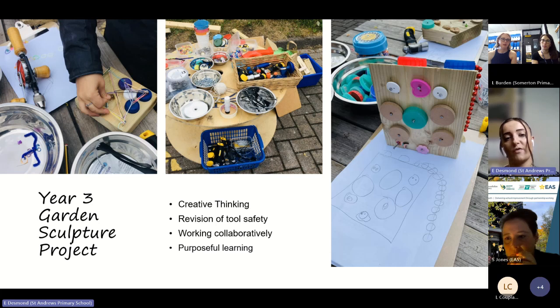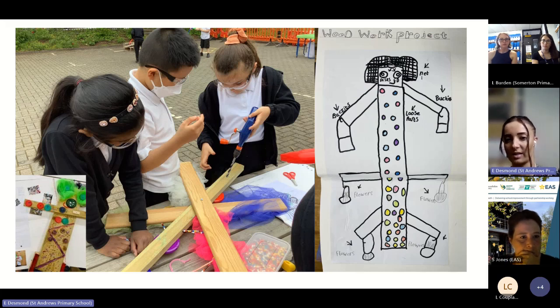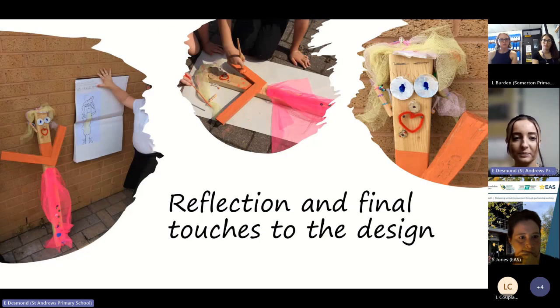This opens up all the skills of creative thinking. What do we need? They designed their whole garden as a class together. There was that revision of tool safety, getting everything out, having a play, having an explore, working together. Then we did lots of collaborative sculptures because they were much larger in year 3, again with that purpose and authentic meaning behind it. And that's just one example of that larger scale product.